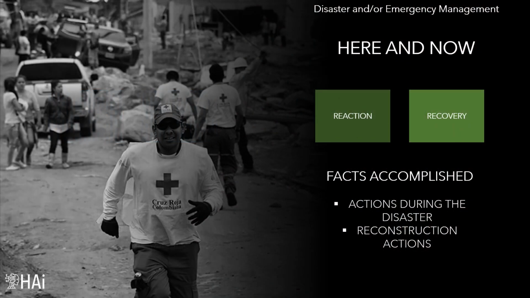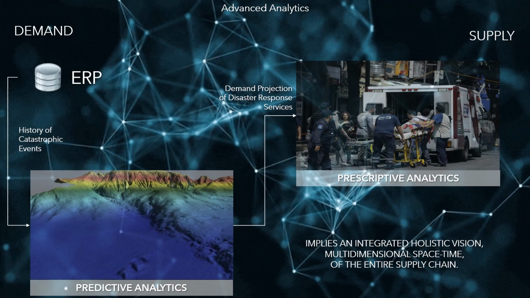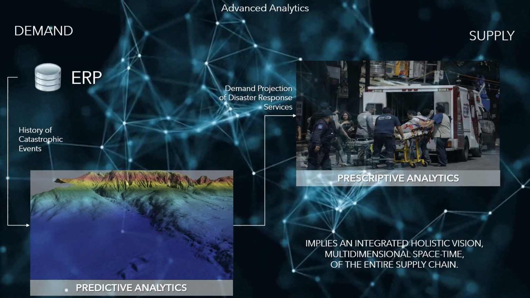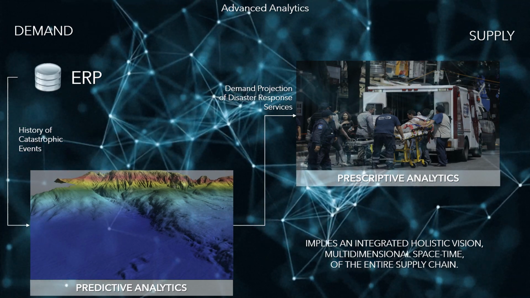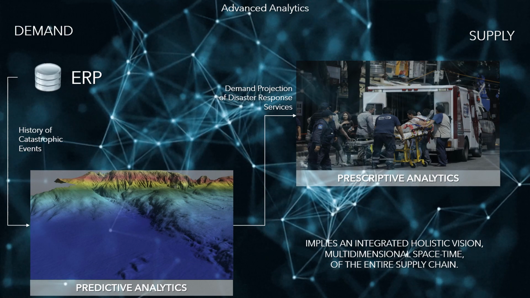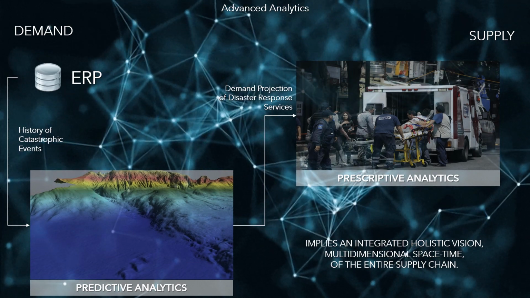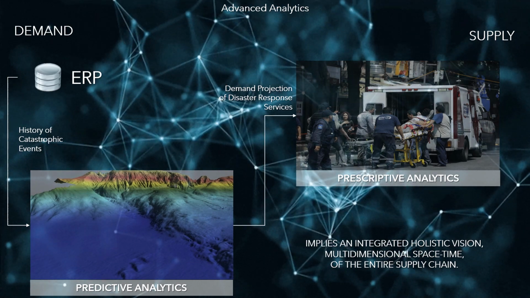The reaction and recovery after the disaster occurs implies actions during the disaster, and reconstruction actions. The general approach of HI is to connect predictive and prescriptive analytics models, which implies an integrated holistic vision, multidimensional space-time, of the entire supply chain of disaster response services.